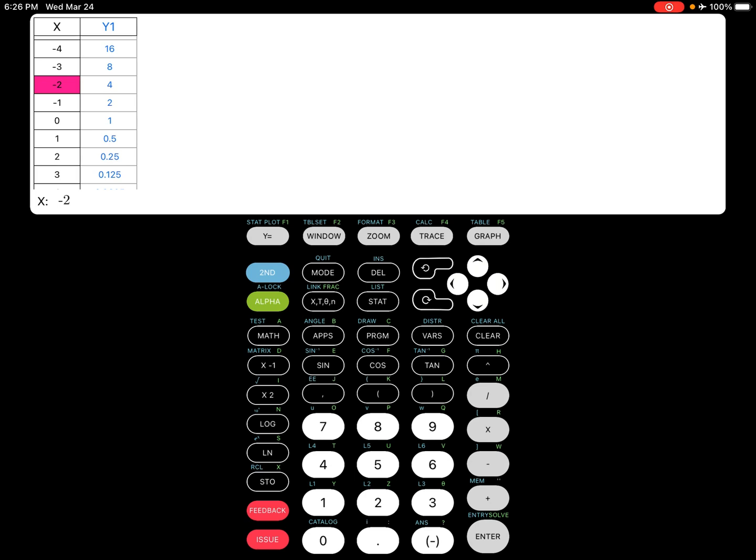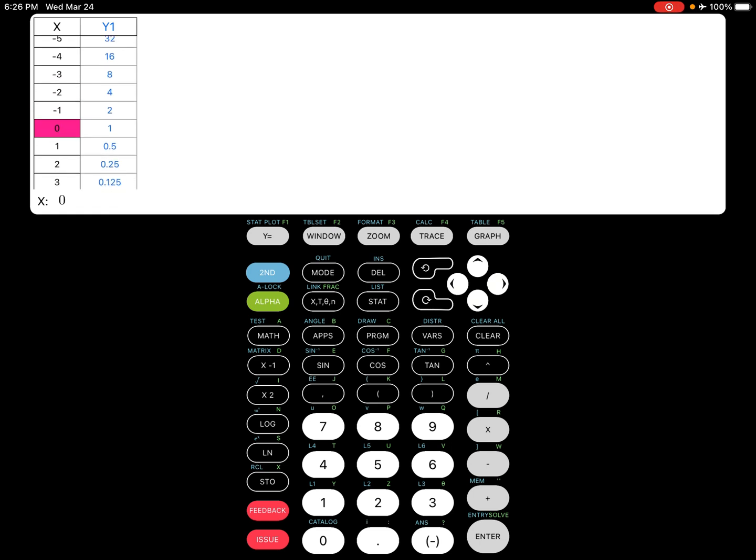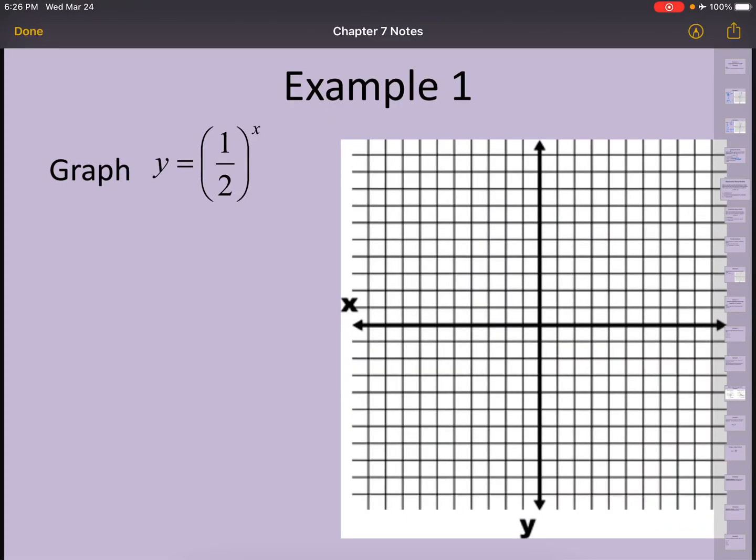Okay, and if we keep going down, it's getting very, very close to 0, so our asymptote's going to be at 0, and we could just use -2 to 2 to make our table of values. So here's our table. We'll use -2 to 2. At -2, it was 4. -1 was 2. At 0, it was 1. At 1, it was 1/2. And then at 2, it was 1/4.